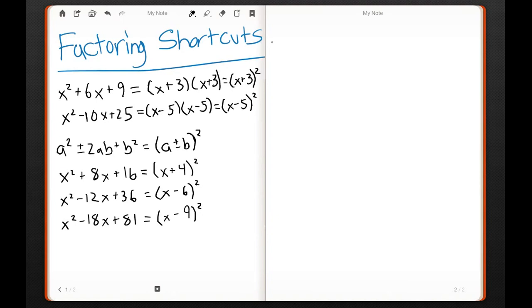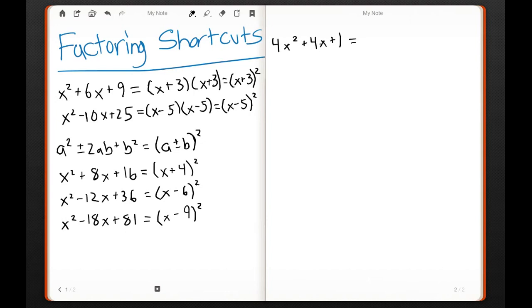Okay, now let's make things a little more difficult by adding a coefficient other than 1 in front of x squared. So now we have to go back to the formula and be very careful here. We're taking the square root of both a and of b. Square root of 4 is 2. Square root of 1 is 1. So 2 times 1 times 2, since it's 2ab. 2 times 1 times 2 will be 4. And we do indeed have 4 in front of x.